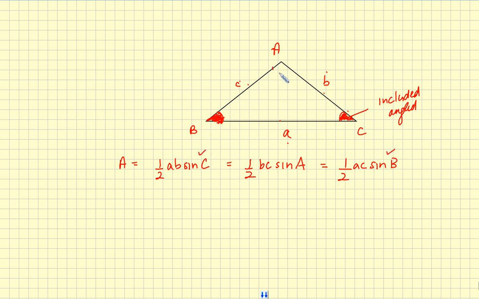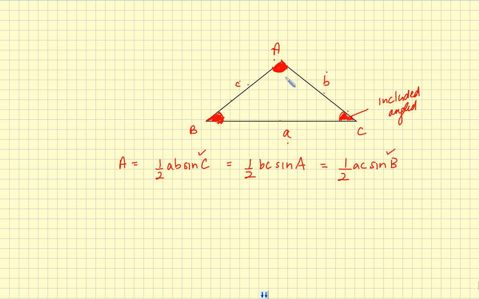And then if I knew this angle here, angle A, that means I would have to take the side C, multiply it by the side B, because angle A would be the included angle between those two given sides, times the sine of the angle between B and C, and then it would be halved. So the area taken from one angle as opposed to another angle as opposed to another angle is always going to give me the same area.